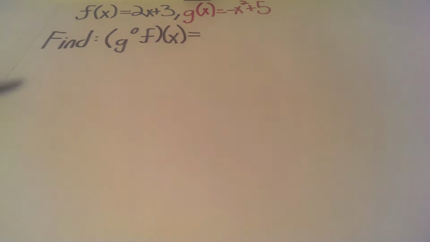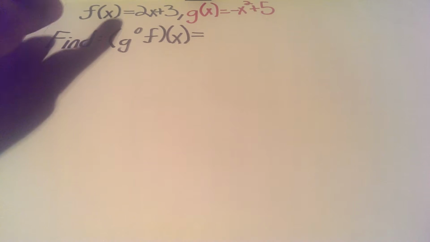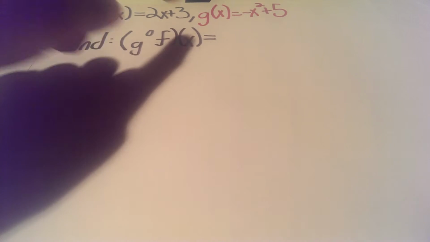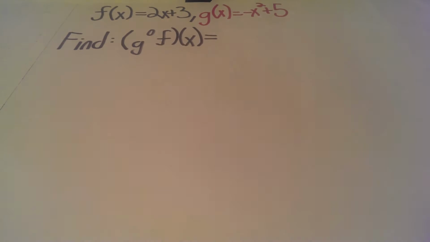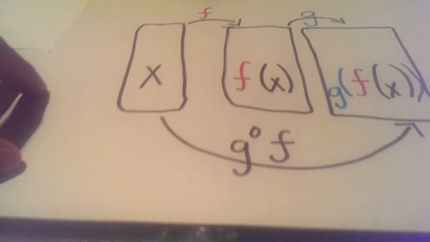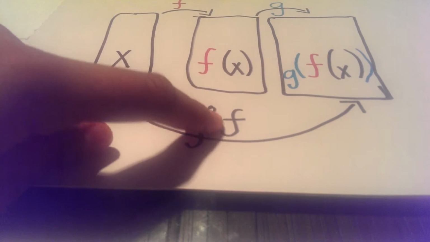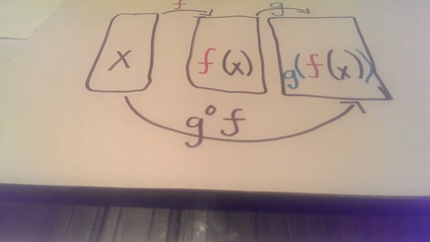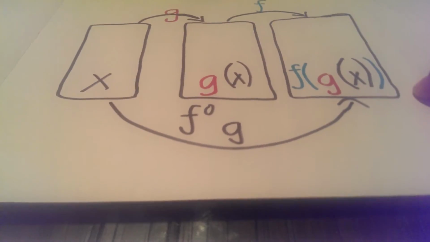Now, in the second version, I'll be using the same equations. F of x is equal to 2x plus 3, and g of x is equal to negative x squared plus 5, exactly like the other one. But in this one, we'll be finding the g composition of f of x. Now, if we were to go back to our original diagrams, for g composition of f, we'll end up using g of f of x.